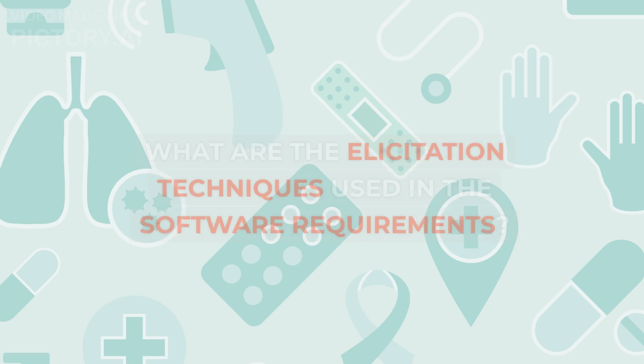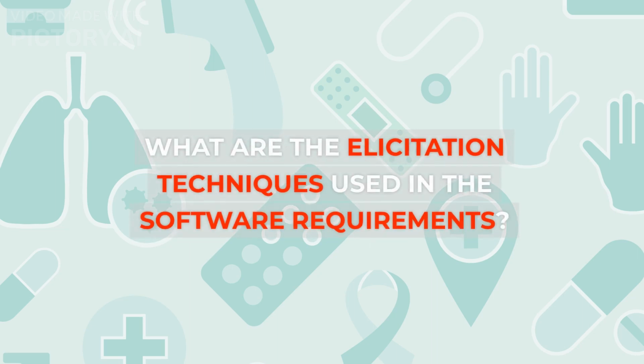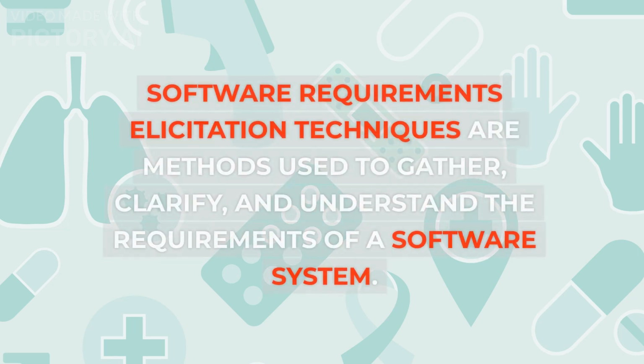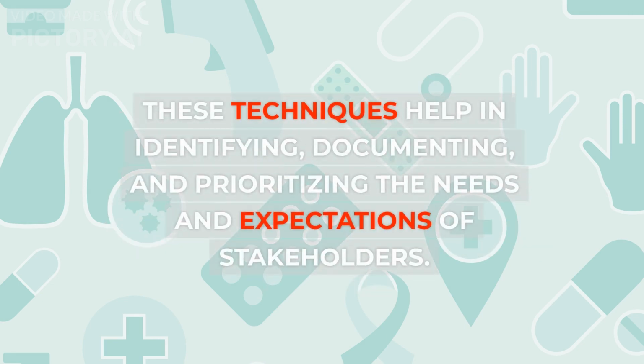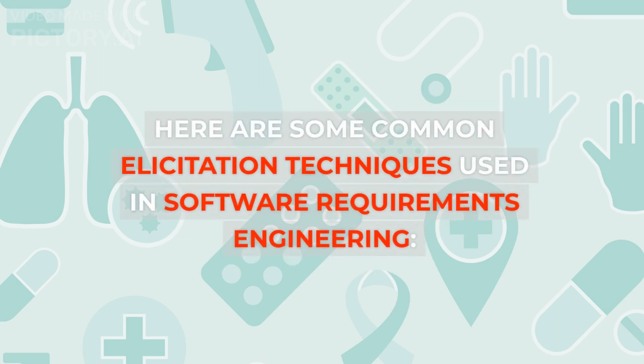Question 11. What are the elicitation techniques used in software requirements? Software requirements elicitation techniques are methods used to gather, clarify, and understand the requirements of a software system. These techniques help in identifying, documenting, and prioritizing the needs and expectations of stakeholders. Here are some common elicitation techniques used in software requirements engineering.